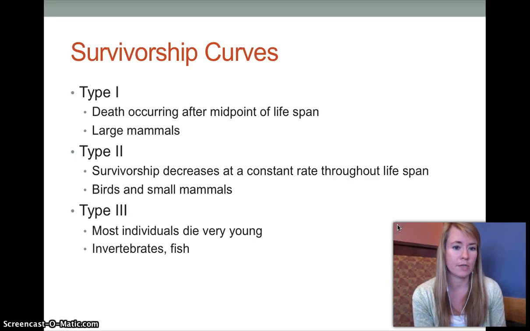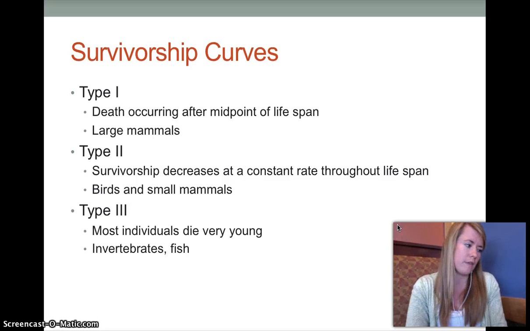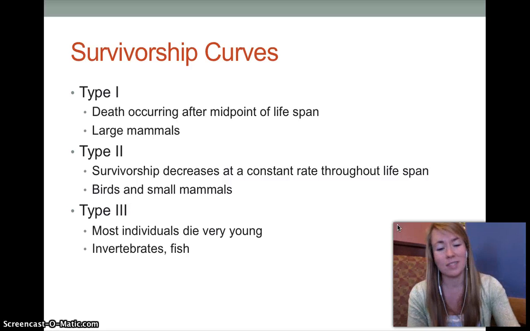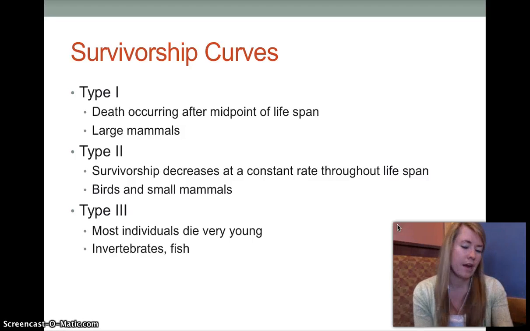Then we have type 2, where survivorship decreases at a constant rate throughout the lifespan. So this is birds and small mammals, and we see that lizard right there. It's just kind of like there's no real prediction for death. It's just kind of even as it goes along until we reach the end of the lifespan.